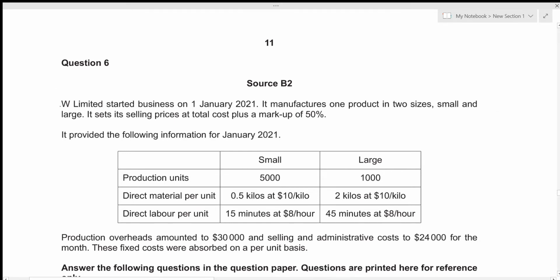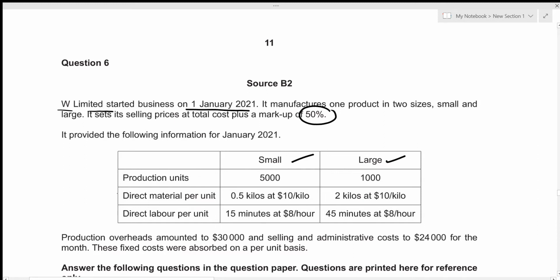W Limited started business on 1st January 2021. It manufactures one product in two sizes, small and large. It sets its selling price at total cost plus a markup of 50%. And it also provided the following information for January 2021. So we are producing the same product but in two sizes, small and large. And the production units for small sizes are 5,000, whereas the production units for large sizes is 1,000.